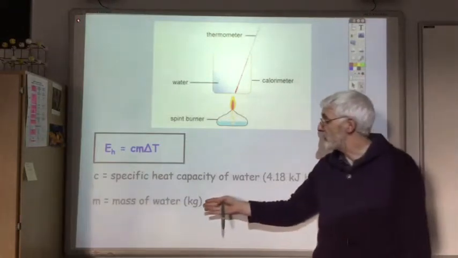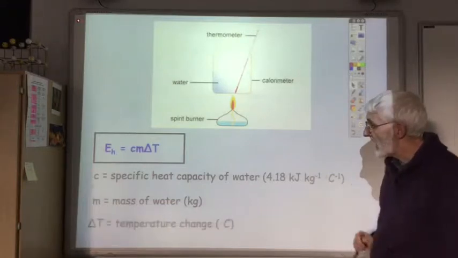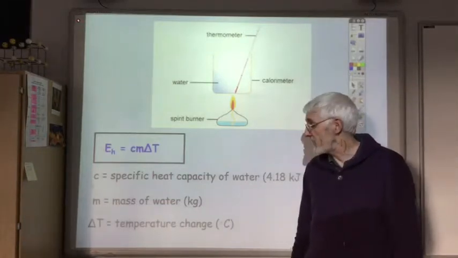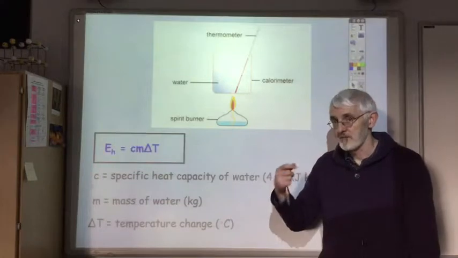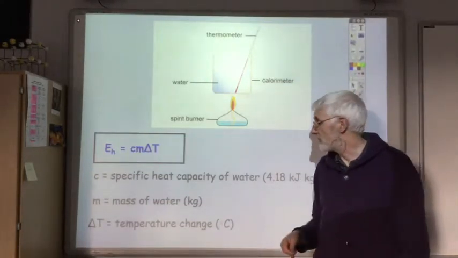M is the mass of water that you're heating up, and delta T is the change in temperature from what the temperature of the water was at the start till the end after you burnt the fuel.